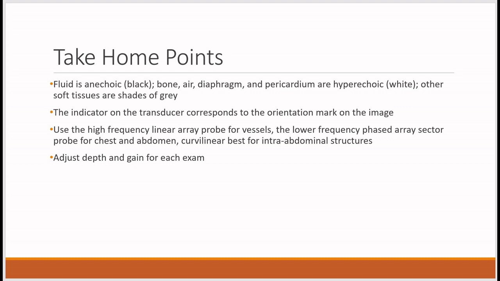So, some take-home points. Fluid is black. Bone, air, diaphragm, pericardium are white, and other soft tissues are shades of gray. The indicator on the transducer corresponds to the orientation marker on the image. Use the high-frequency linear array probe for vessels, since those are more superficial, and the lower-frequency phased array probe for chest and abdomen. And a curvilinear probe is best for intra-abdominal structures. And you make sure you adjust the depth and the gain for each exam to make sure you are seeing the picture correctly. Thank you.